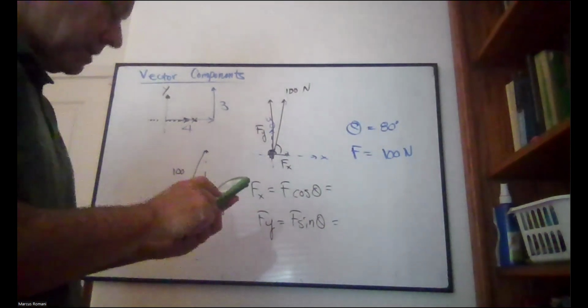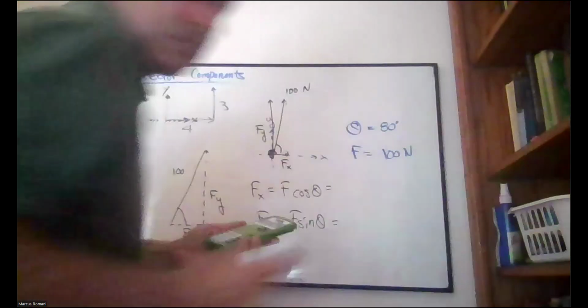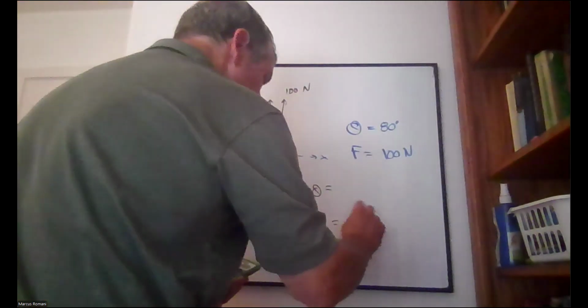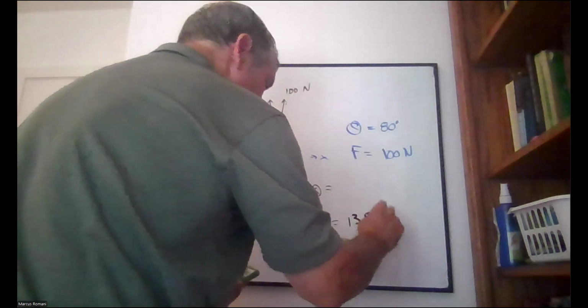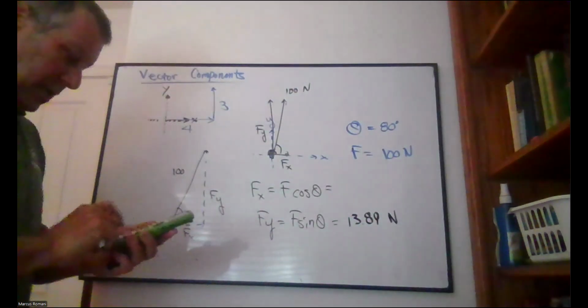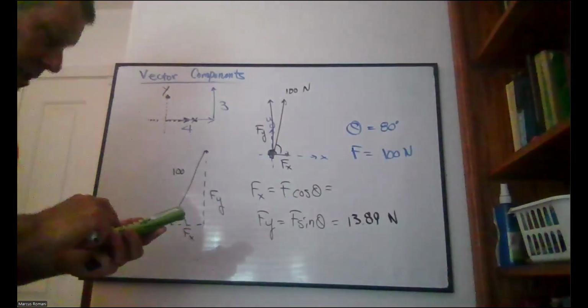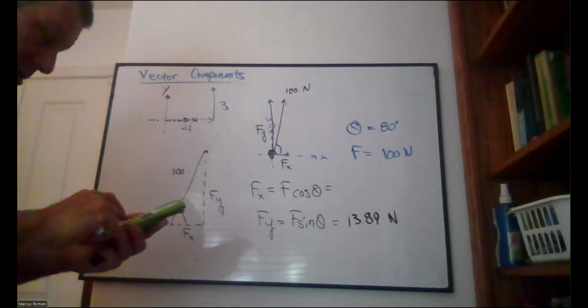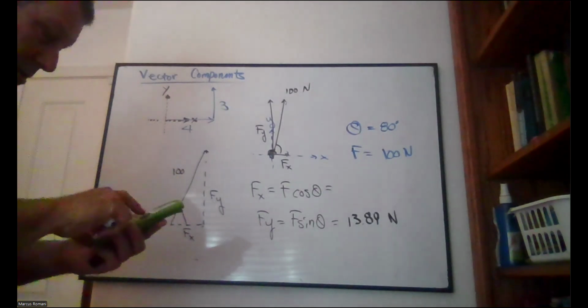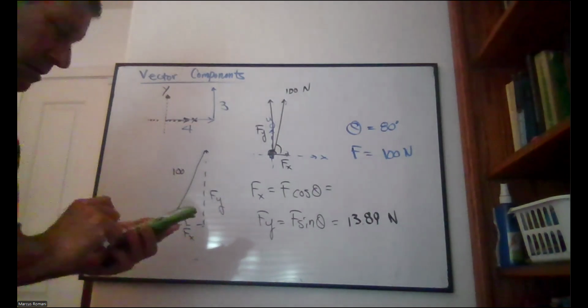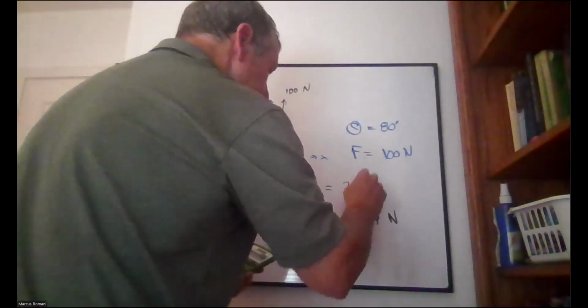Hang on for just a second. Yeah, so rounding off to 1 decimal place. Okay, I'll do 2 decimal places. That'll make things easy for us later on. So that's 13.89 newtons. Sorry, I'm fumbling a little bit. 78.78 newtons.